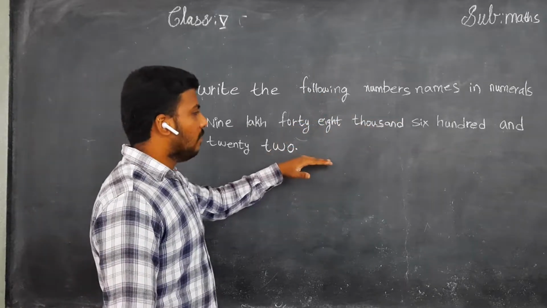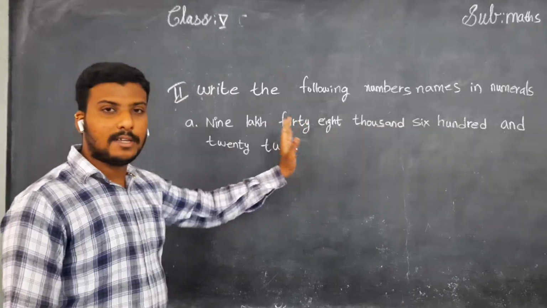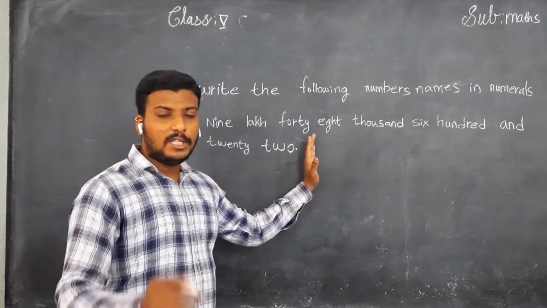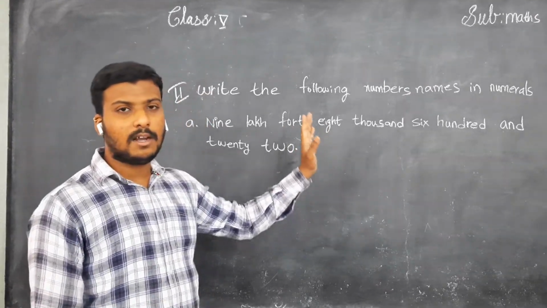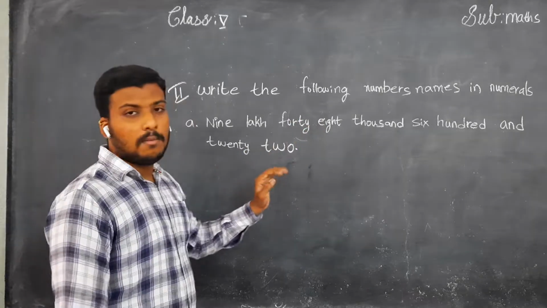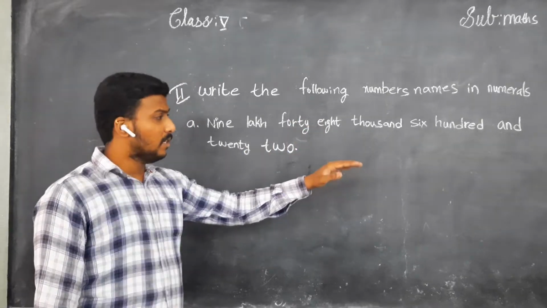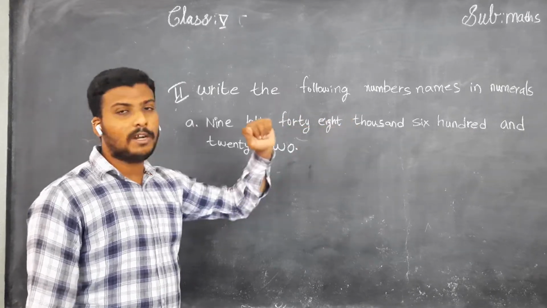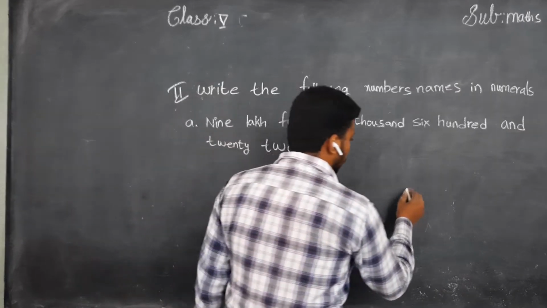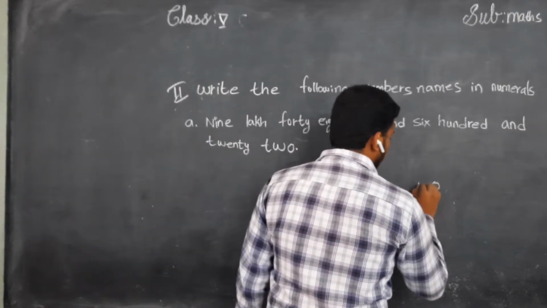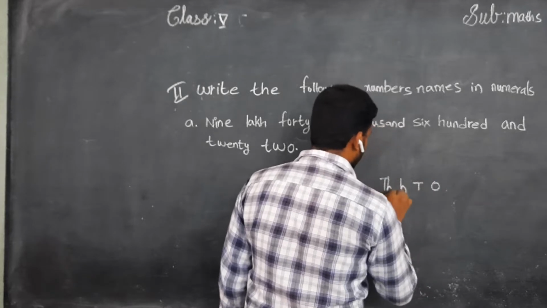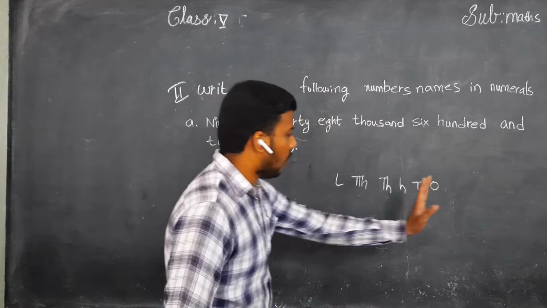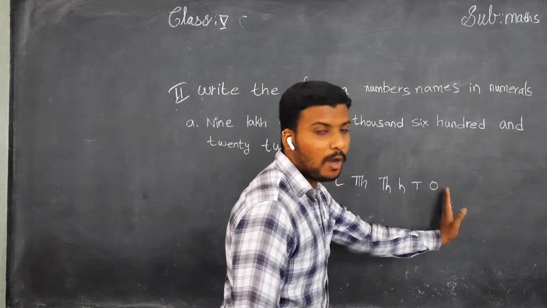Understand, children? For this, you need to start from the right side onwards, means from the smallest place value. You know the place value system: ones, tens, hundreds, thousands and 10,000s. By using the place value system, we have to convert the number names into numerals. For this you need to write first of all ones, tens, hundreds, thousands, 10,000s, lakhs, and start from the smallest place value, that is ones, children.